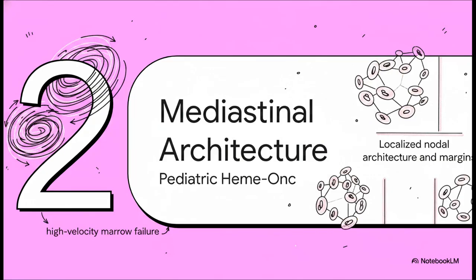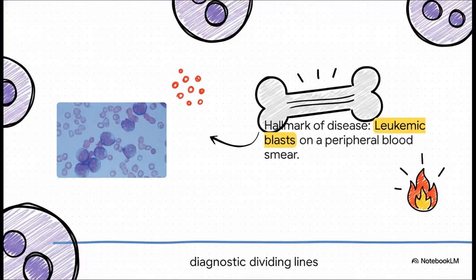All right, shifting gears entirely. Part 2, the mediastinal architecture. We're navigating into pediatric heme-onc now. Take a look at this. This is the absolute hallmark of acute leukemia.